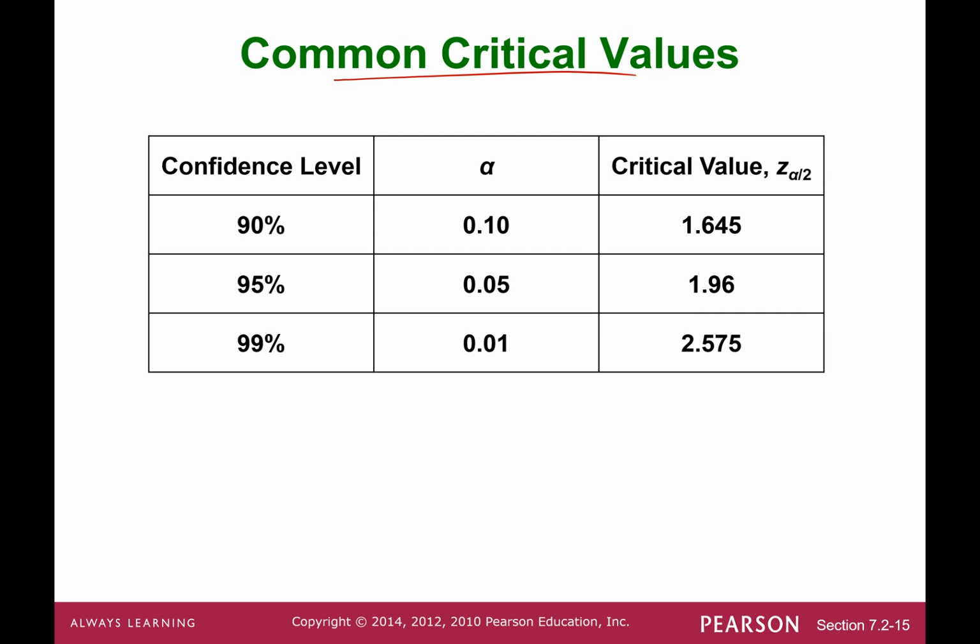These are the common critical values. With 90% confidence, alpha equals 0.10 and the critical value is 1.645. With 95% confidence, alpha equals 5%, which is 0.05, and the critical value is 1.96. With a confidence level of 99%, alpha equals 0.01 and the critical value is 2.575.